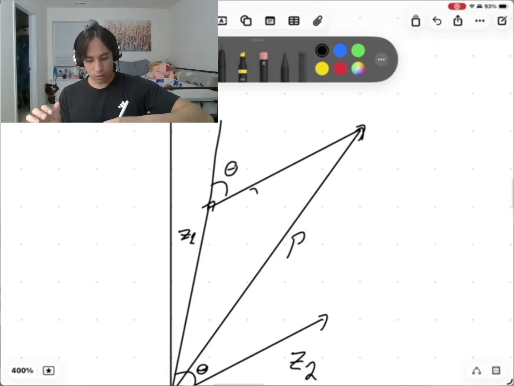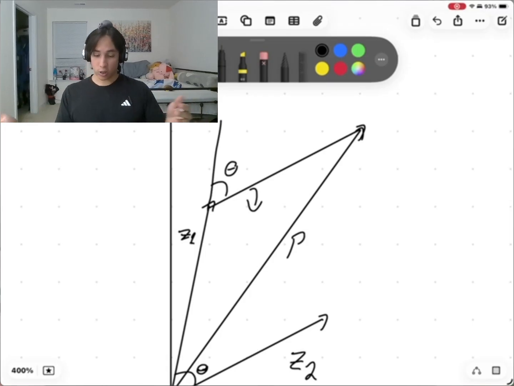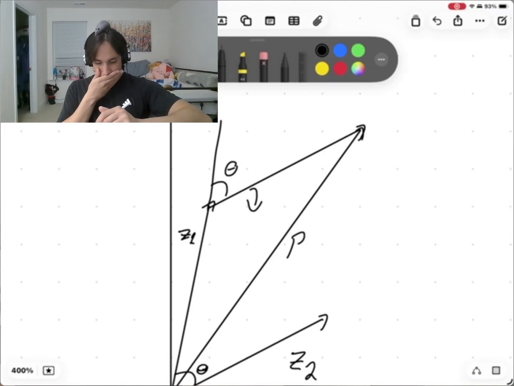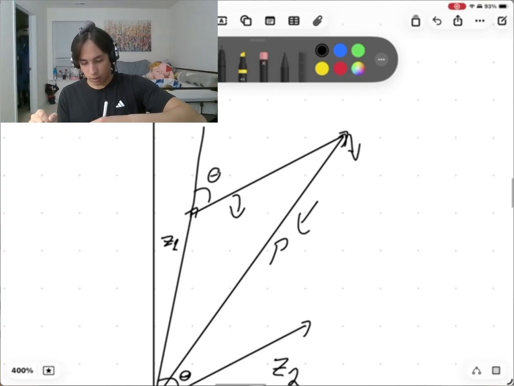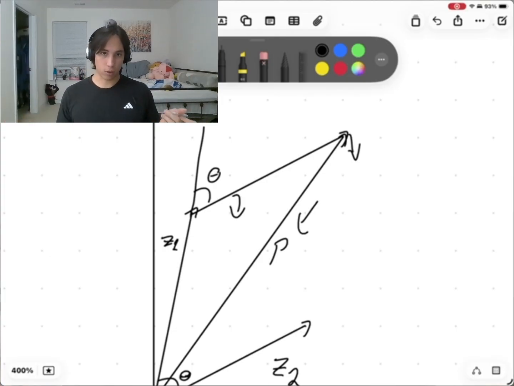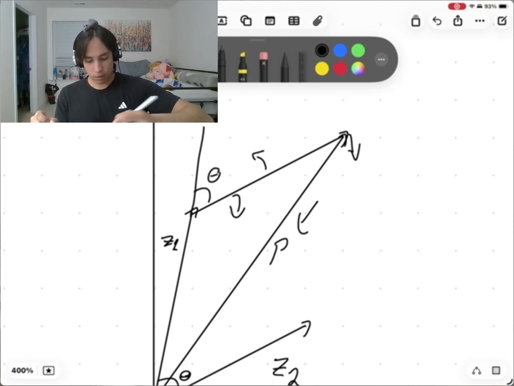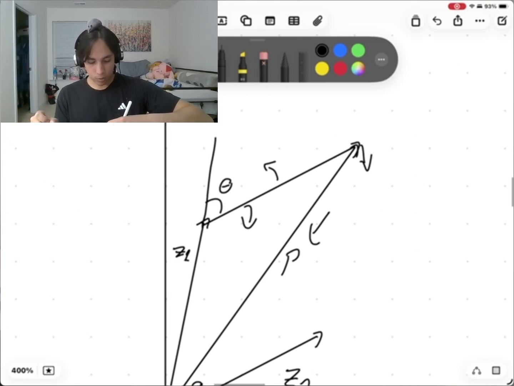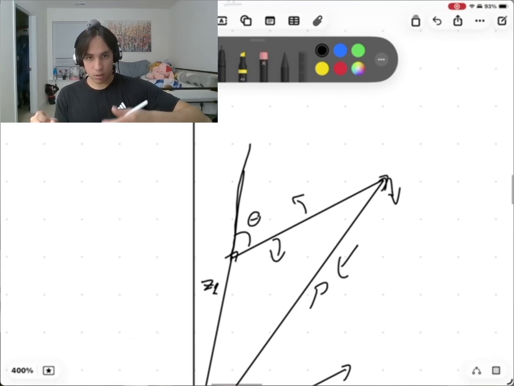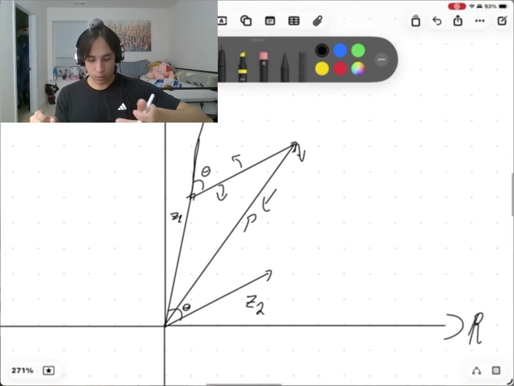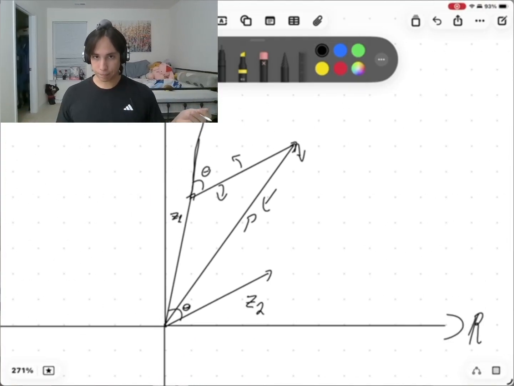So as the angle increases, this is also going to go down, and the length of p is also going to go down. Right? And as the angle decreases and approaches more of a straight line, p is going to be equal to z1 plus z2. That's how I can explain it, right?